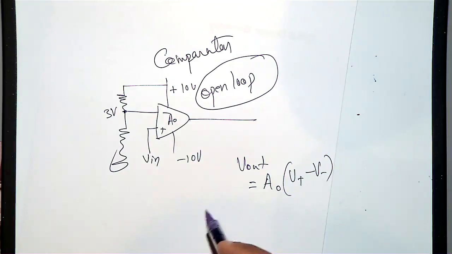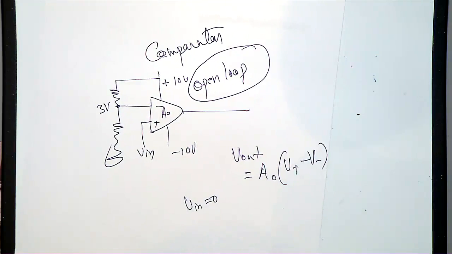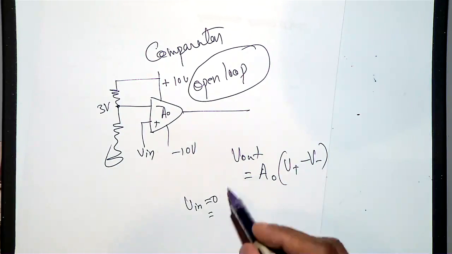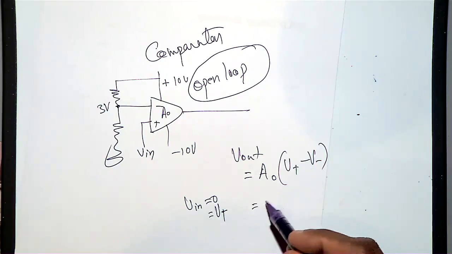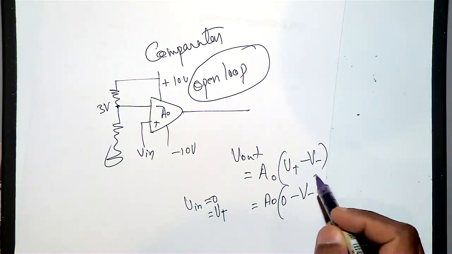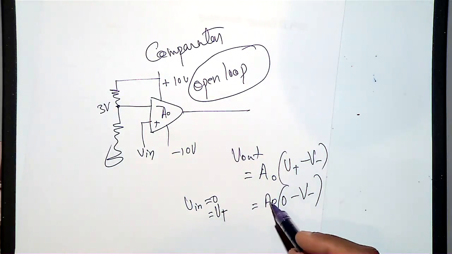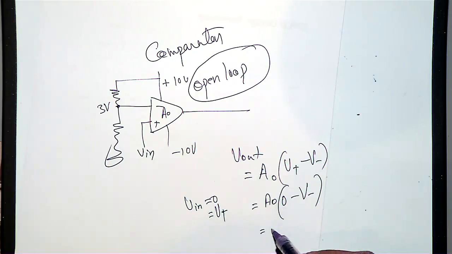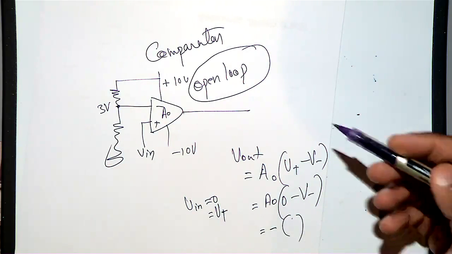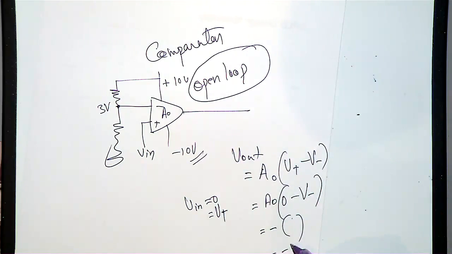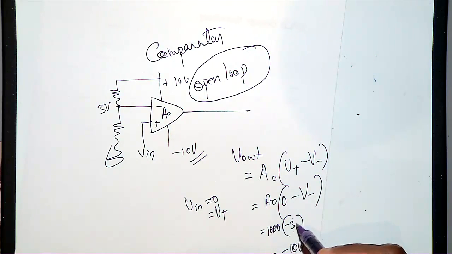So suppose V in equals 0. So when V in equals 0, V positive equals 0, which becomes A0 times 0 minus V negative. Your V negative is 3 volt, and A0 will be a very big value, so it becomes minus of a big value, so it will hit the supply voltage. That is equal to minus 10 volt, because A0 will be maybe 1000. Usually that will be around 1000 in one case. Then it will become minus 3 volt times 1000, so minus 3000 volt, not possible. So it will hit this rail. So it will be minus 10 volt.